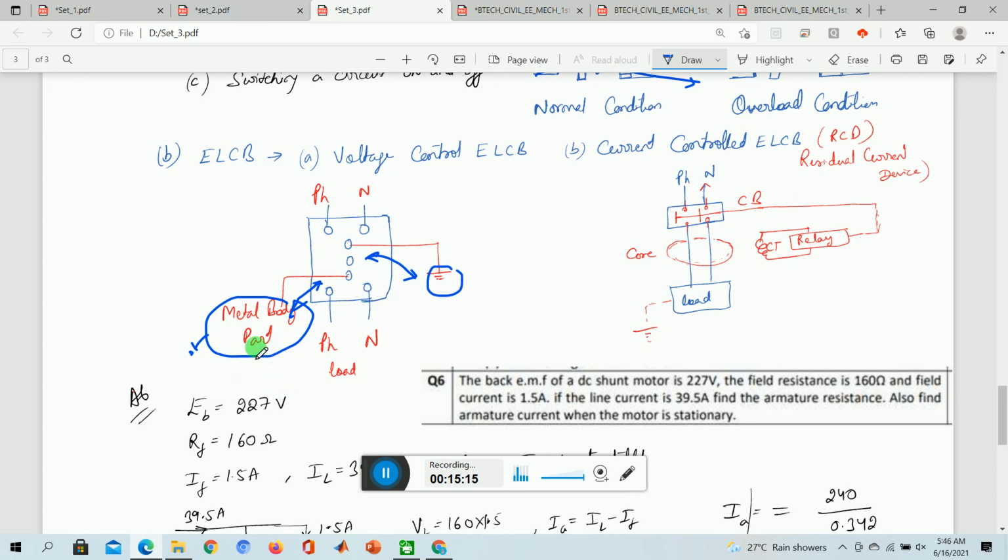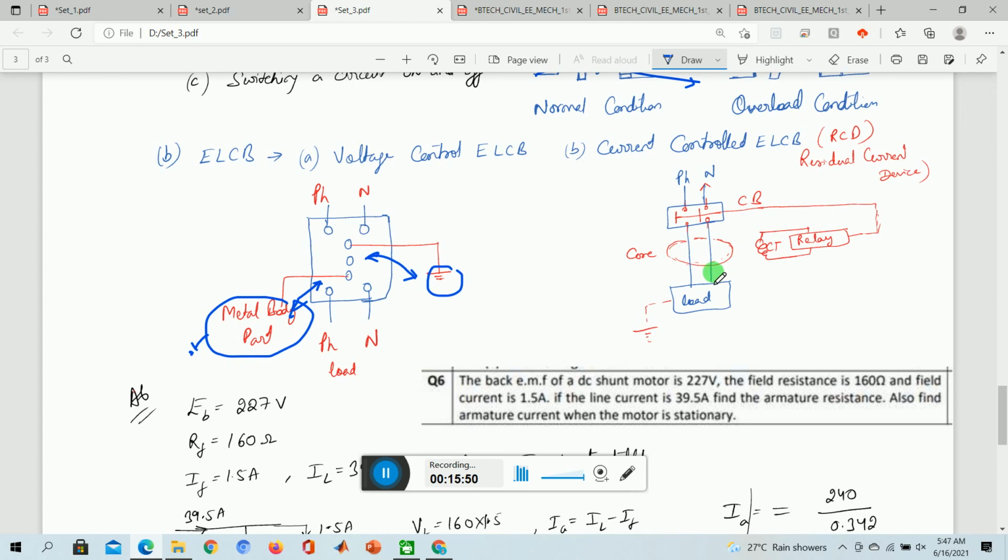But if this metal part, because of some problem, has an insulation failure, and the potential is different, the metal part is now having a potential equal to some phase, so there will be a change in the voltage difference between them, and this will trigger. Nowadays, this voltage controlled ELCB is not so used. It is converted into current controlled ELCB, that is called residual current device, RCD.